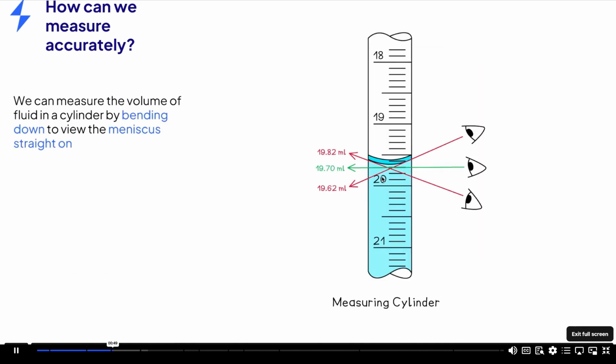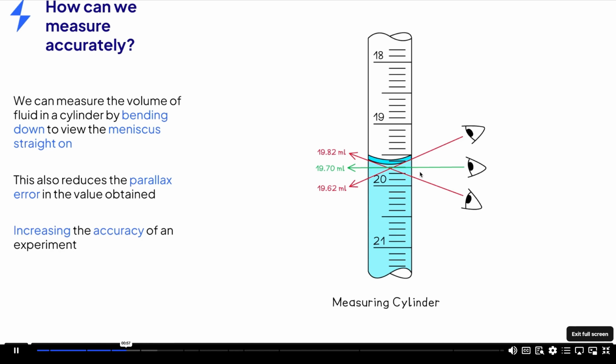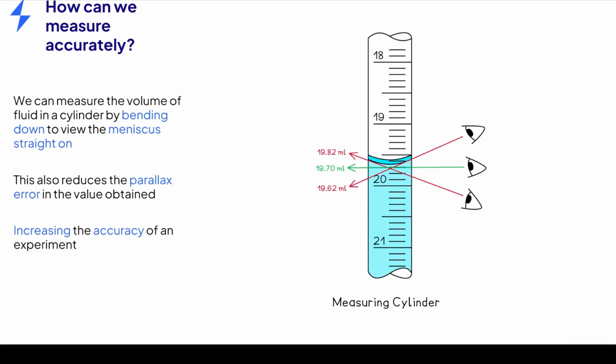We can measure the volume of fluid in a cylinder by bending down to view the meniscus straight on. This also reduces the parallax error. increasing the accuracy of the experiment. You can see here that different volumes of fluid are obtained when reading a measuring cylinder at different angles.